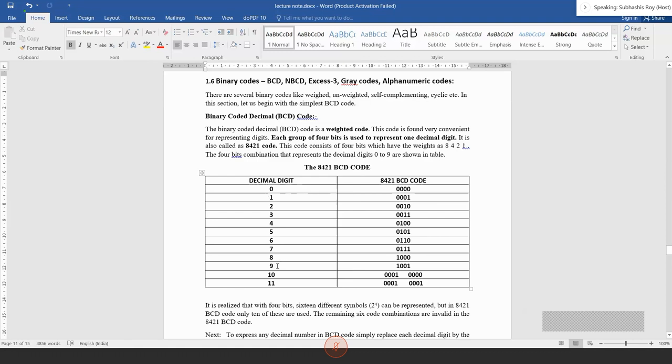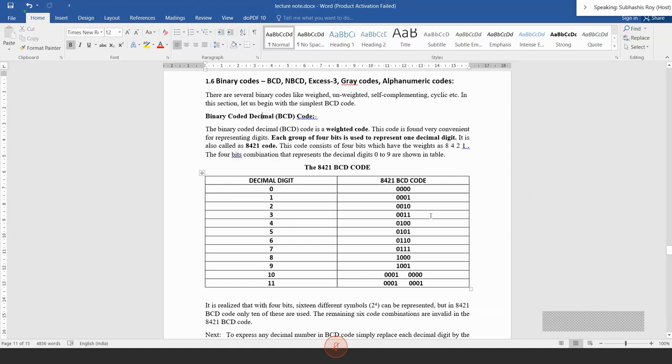Now you can ask me, sir, I can also represent 10 by using this 4-bit combination, right? What will that combination be? 1010. So 1010 is nothing but 10. But this is true for binary, when you are using the binary number system.